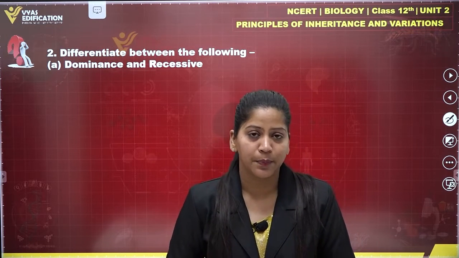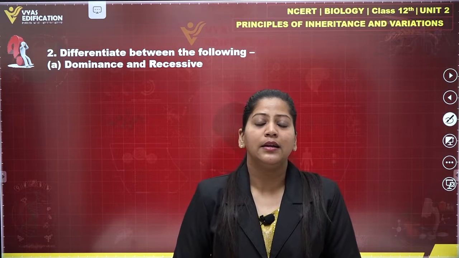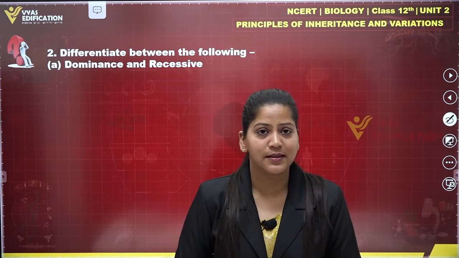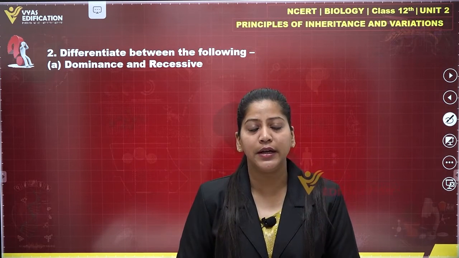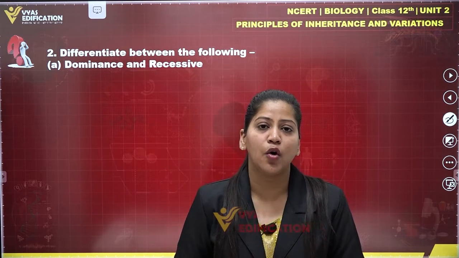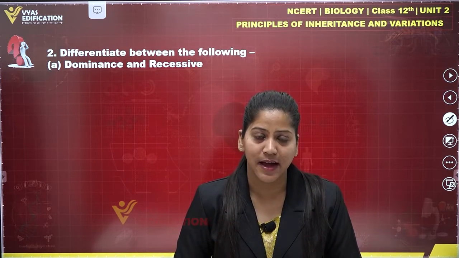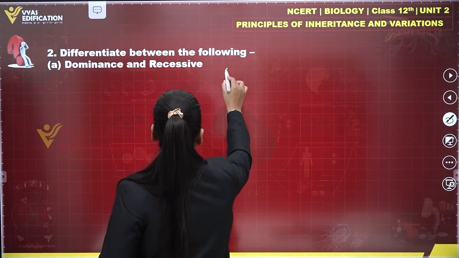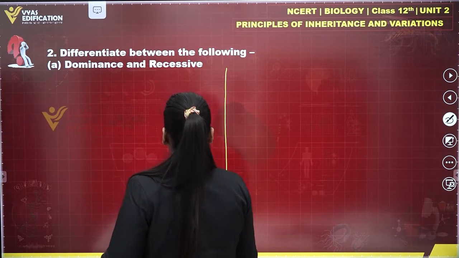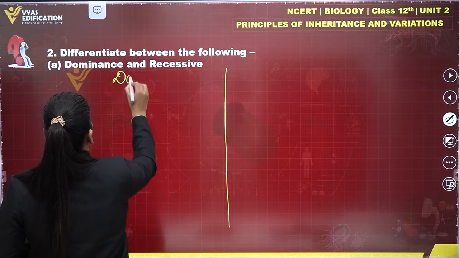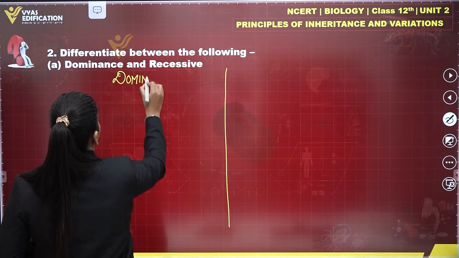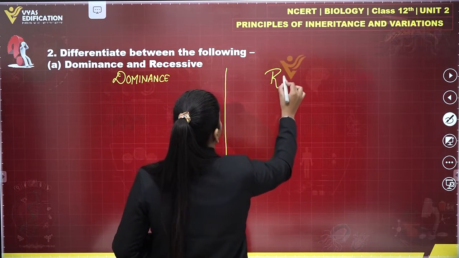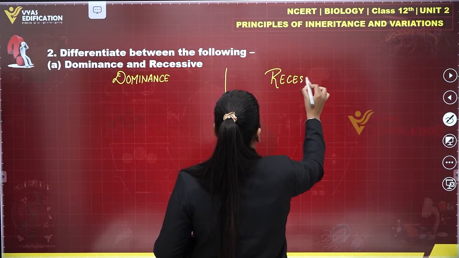The next thing, the dominant allele will produce a functional enzyme to express itself in the phenotype, whereas the recessive allele produces an incomplete or defective polypeptide or enzyme, which is not capable of expressing the character completely. So for the difference between these two, in the left column we are going to talk about dominance, and here about the recessive.